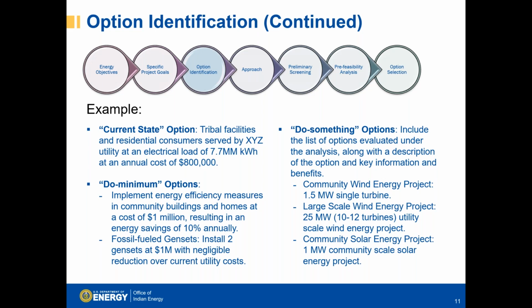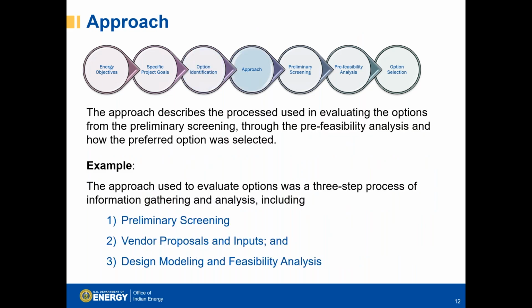Another example for a do something option might be installing a 1.5 megawatt wind turbine, or it could be a larger wind farm consisting of 10 to 12 wind turbines, or maybe a community scale 1 megawatt solar project. Again, these are going to be specific to you and your resources and relative to the objectives that you want to obtain. Next slide.